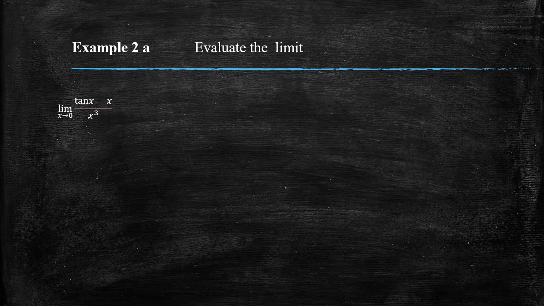Example 2, part A. So now we have the limit as x goes to 0 of tangent x minus x, divided by x cubed. If I just plug in a 0, tangent of 0 is 0, minus 0, over 0 cubed. So we have 0 divided by 0. Therefore, L'Hopital's rule applies.